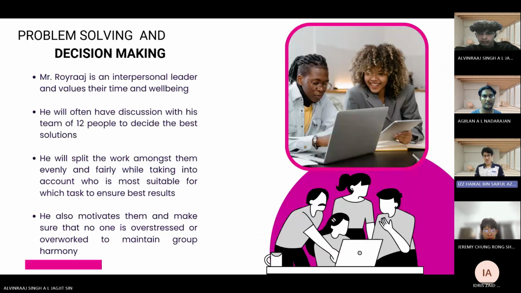Next slide. And finally is decision making, where Mr. Roy Raj is an interpersonal leader and he will make sure that each of the 12 people in his group get their job evenly and depending on who is best suited to solve that task. And he makes sure that nobody is overstressed or overworked to maintain the group harmony. That's it from me. I will pass it on to the next person.